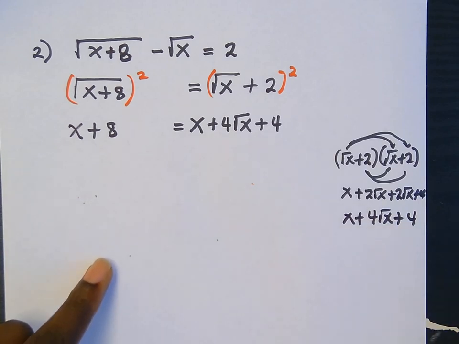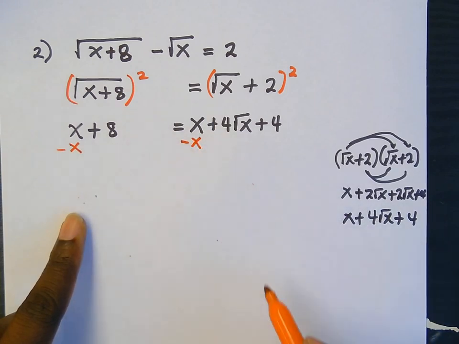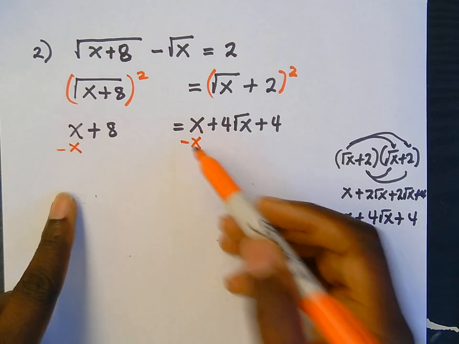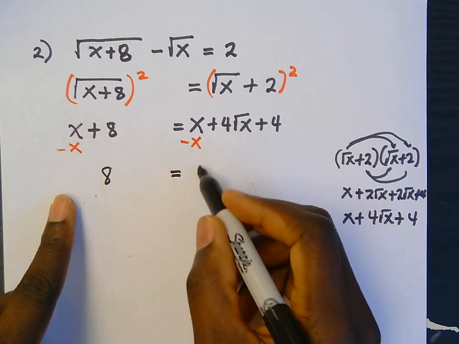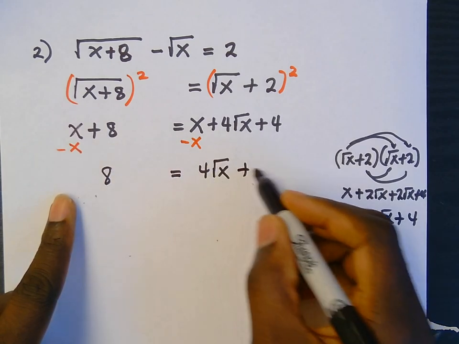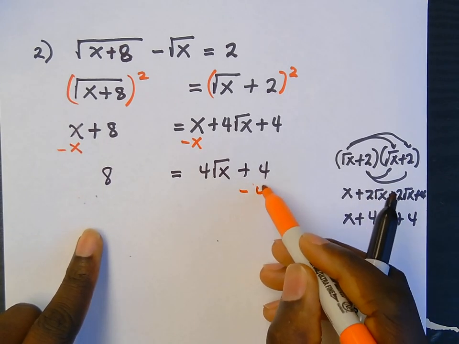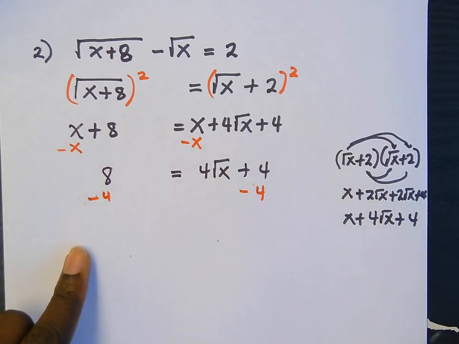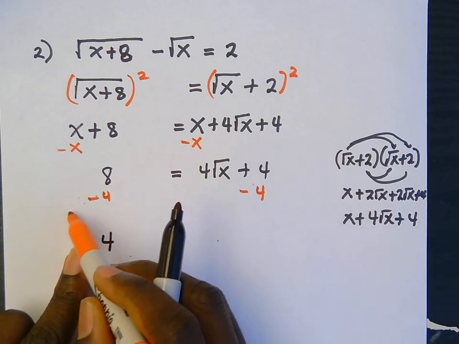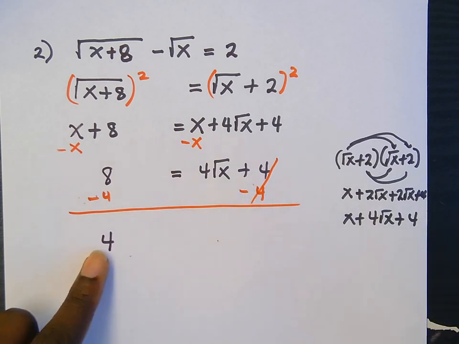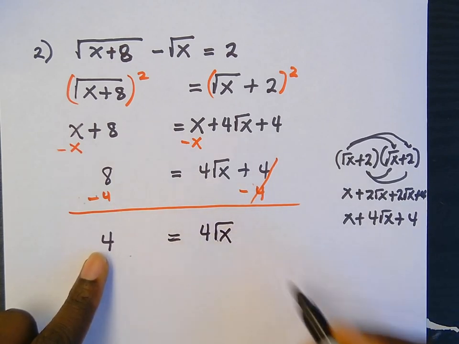Now I can subtract x on both sides, so the x's will cancel out. On the left hand side I have 8 equals 4 radical x plus 4. Now we can subtract 4 on both sides. So now I end up with 4 here, let me underline that, so that cancels out. So 4 equals 4 radical x.